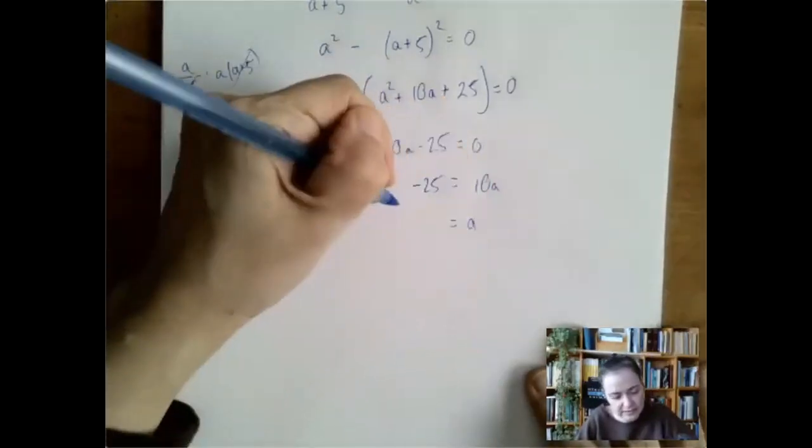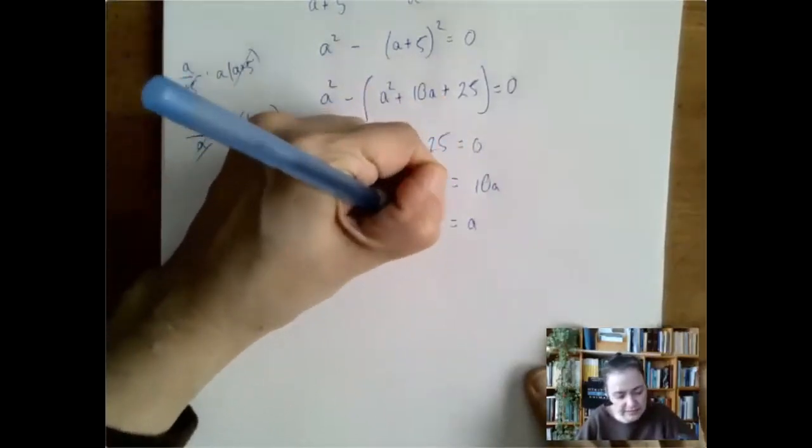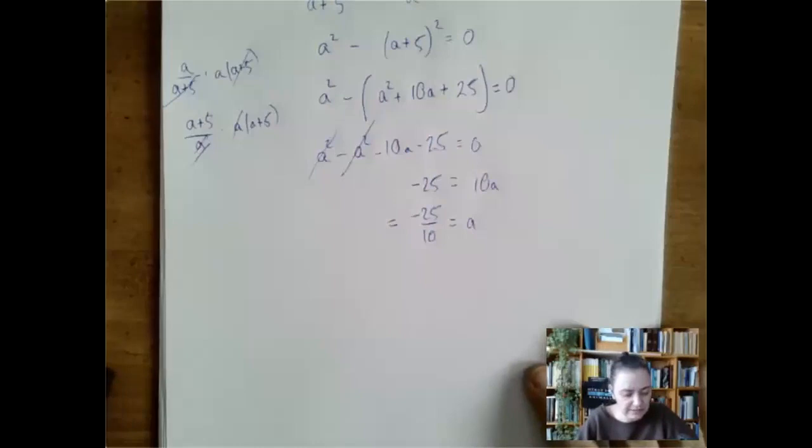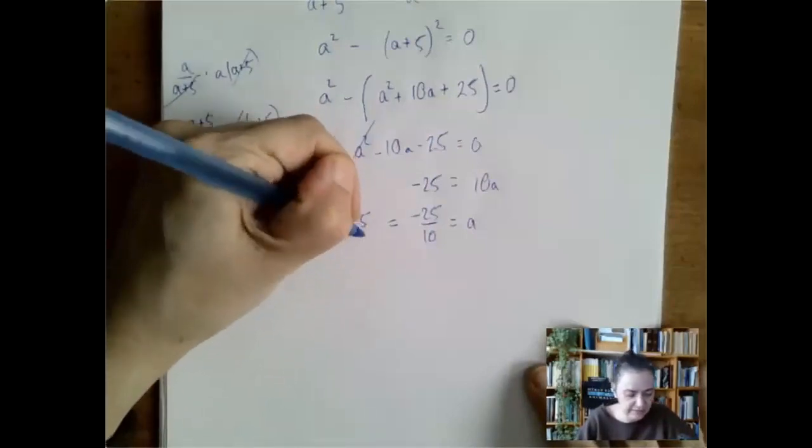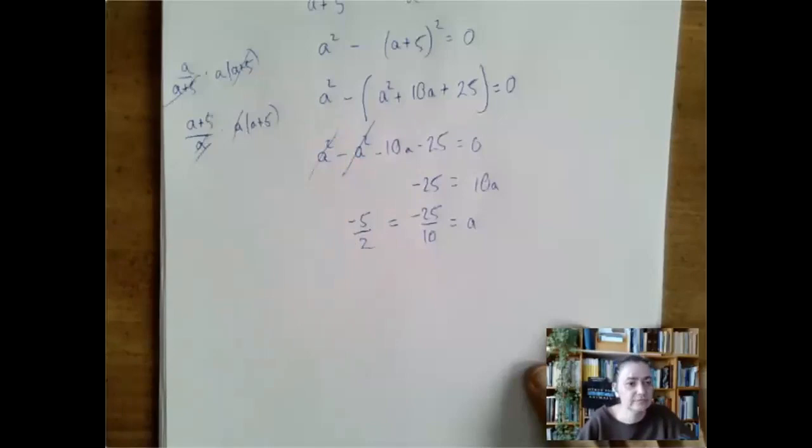And so a is negative 25 over 10, which when we get rid of the extra 5 is going to be negative 5 over 2. We got the same answer.